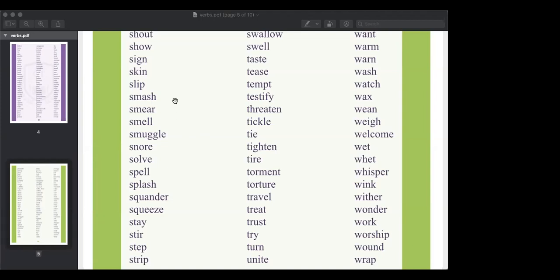He should buy a car. Should he buy a car? He shouldn't buy a car. Very good. You should treat her. Should you treat her? You shouldn't treat her. Okay. Next. They should threaten him. Should they threaten him? They shouldn't threaten him. Good.